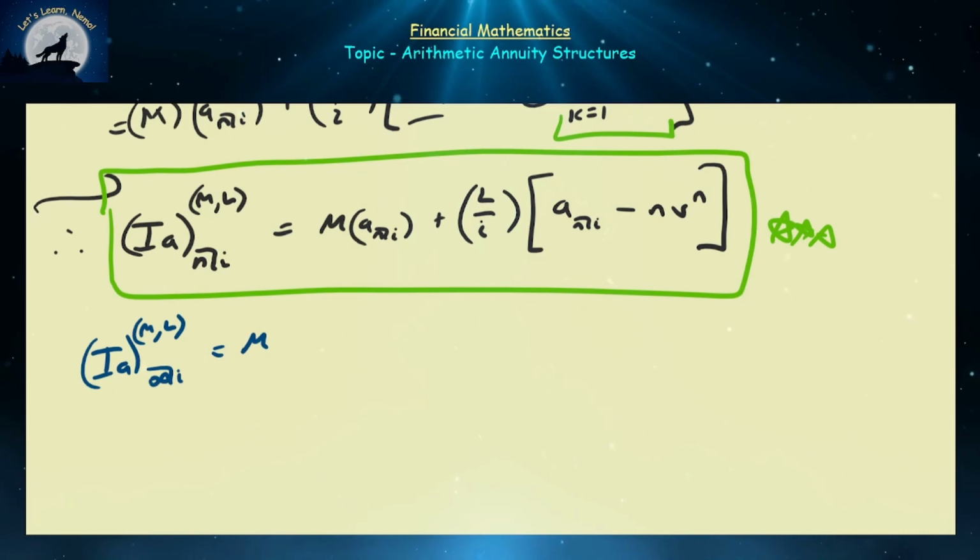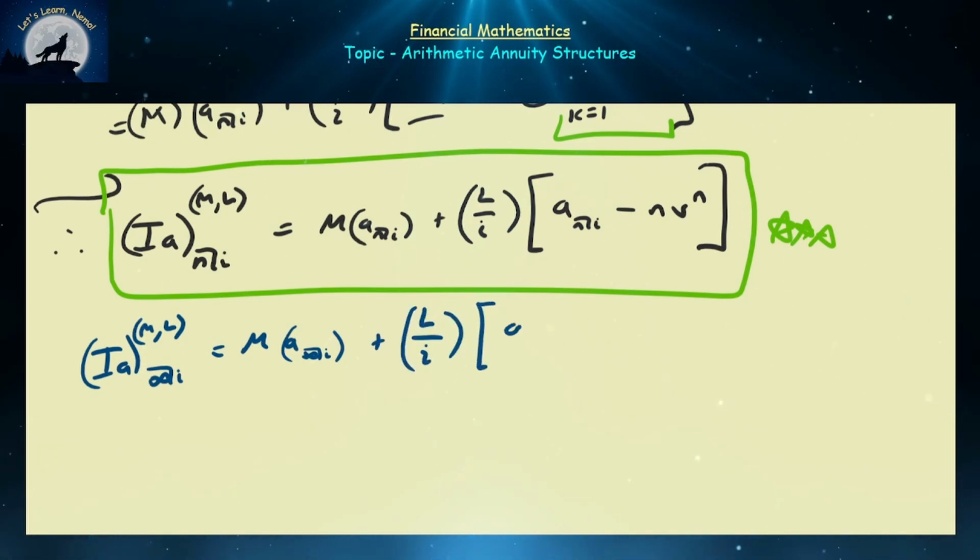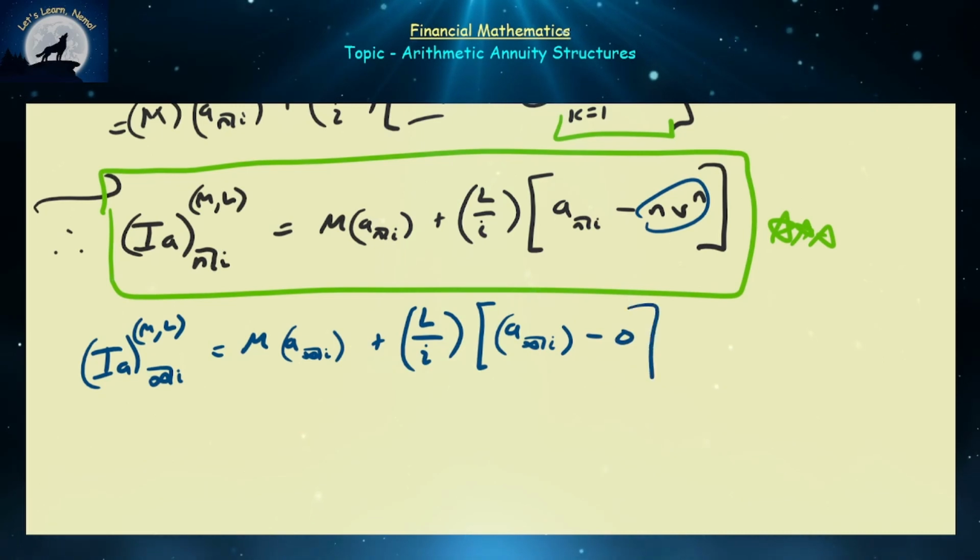So that's going to be M a angle infinity at I. That's going to be your typical perpetuity immediate. And over here we have L over I. And then over here we have, again, our perpetuity immediate. Nu to the n is going to go to 0 and vanish that term out. So that's just going to be minus 0.